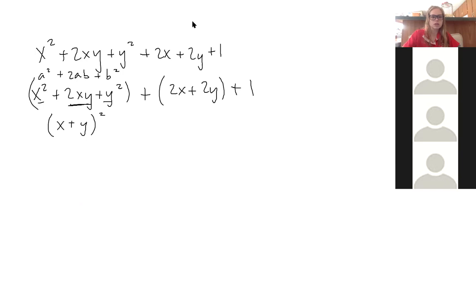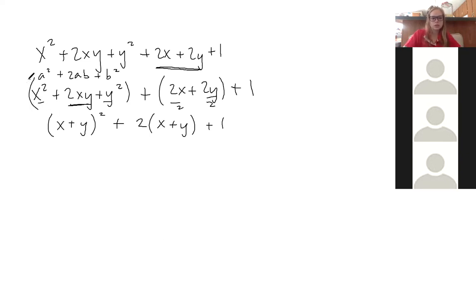All right, now I went ahead and I grouped these two together, and I just left one by itself. So what can I factor out of here, Sierra? A 2. So this is going to be x plus y squared plus, what's this going to be? 2 times x plus y. All right, and what else do I have? Plus 1. Okay, anything else I can do? I don't think so, no. This one's tricky.